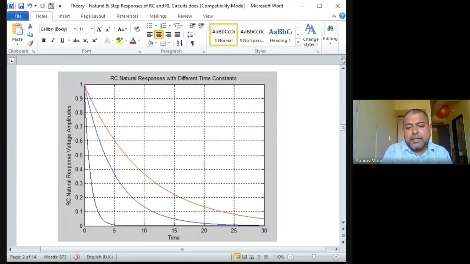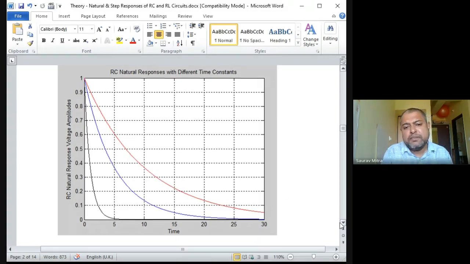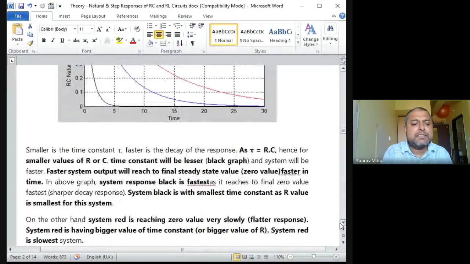So here I am finding the RC natural responses with 3 different time constants. If the time constant is more, the RC value is more, and in that case the decay will be slower. If the RC value is less, the decay will be faster. So remember, red is right and black is left. Smaller is the time constant, faster is the decay. Tau is equal to RC. Hence, for the smaller value of R and C, the time constant will be lesser. That is the black graph.